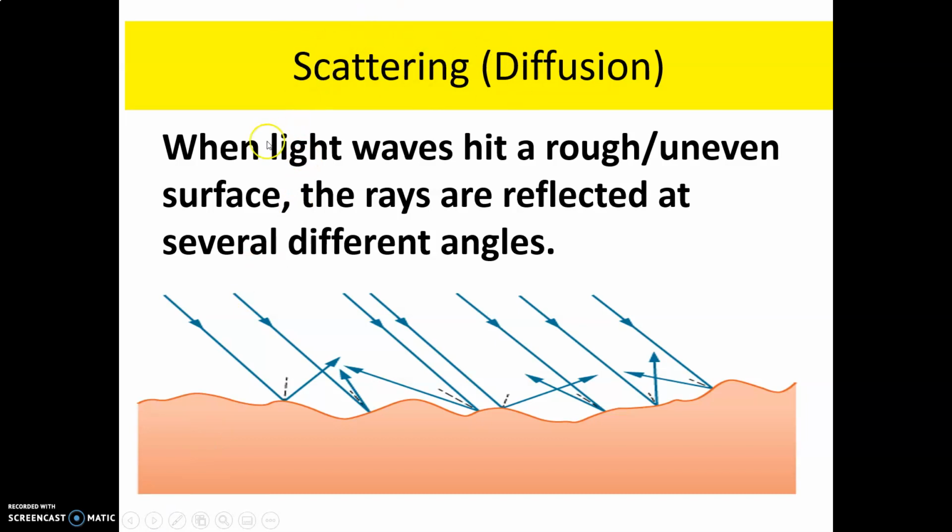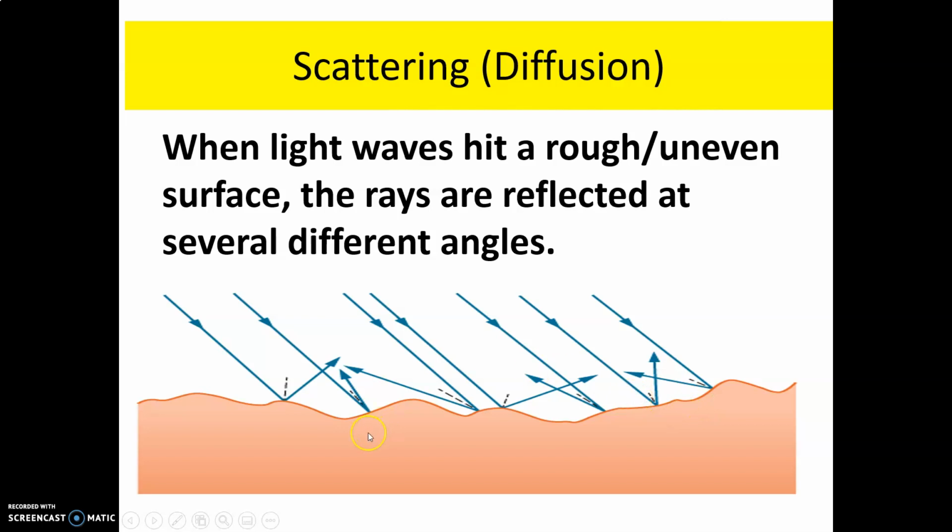And scattering is when light waves hit a rough or uneven surface. So here is an uneven surface, and you can see what's happening. So these are my light waves. They're little vector arrows, little arrows coming in. And you can see that they're kind of bouncing off in all kinds of different directions, going all over the place.